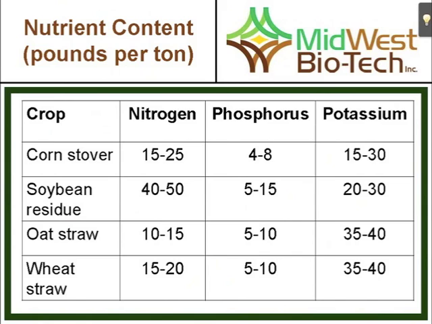There is still some phosphorus. A lot of that was removed in the grain, but you'll still get about 5 pounds per ton of phosphorus. But most of the residue nutrient content is going to be nitrogen and potassium. If you know you've got about 10 tons out there, you can count on having roughly 200 pounds of nitrogen, roughly 50 pounds of phosphorus, and somewhere in the 200-pound range on the potash side.